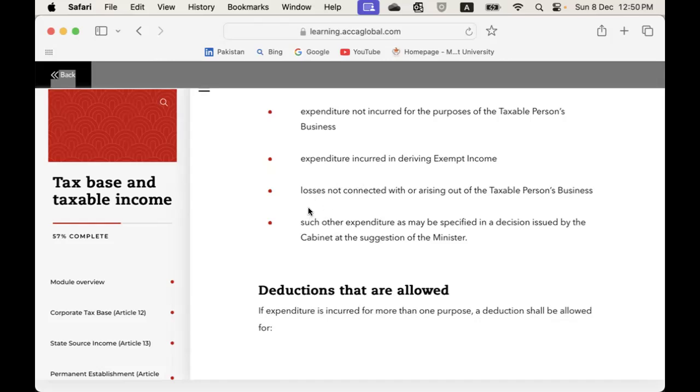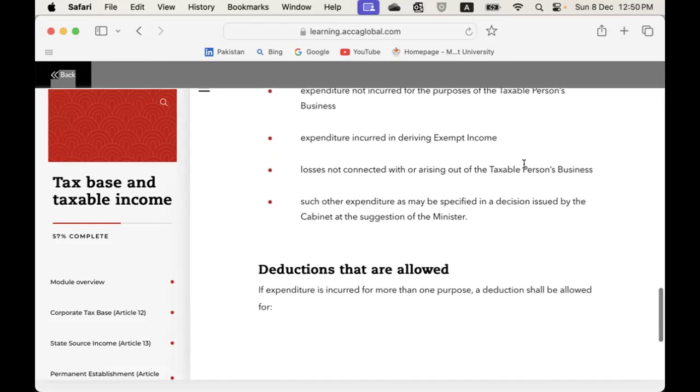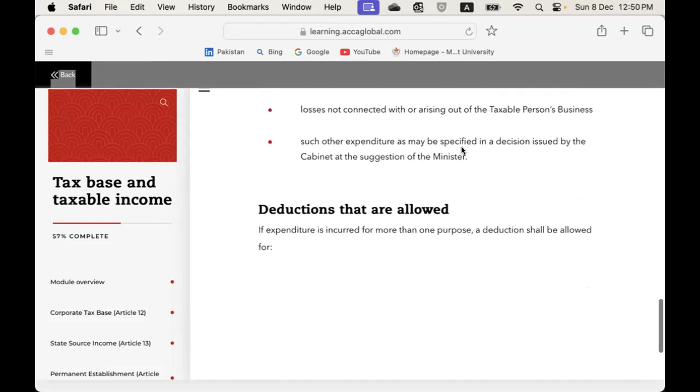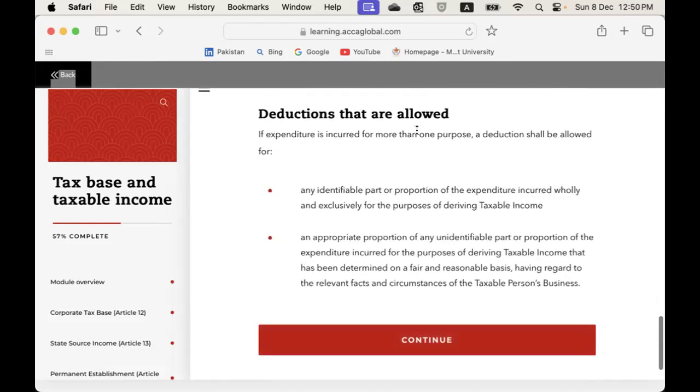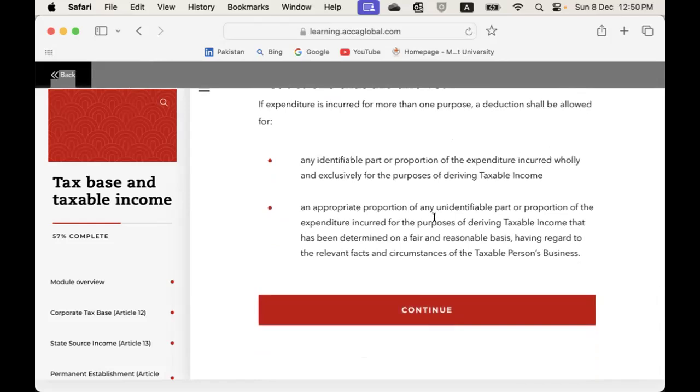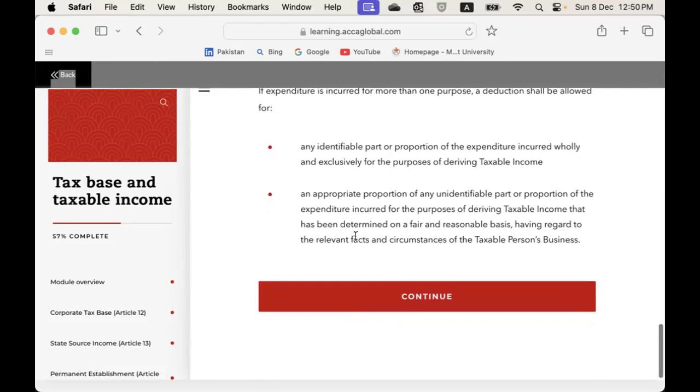So anyway, going forward, losses not connected with or arising out of the taxable person's business will also be adjusted and removed. Such other expenditure as may be specified. Deductions that are allowed: if expenditure is incurred for more than one purpose, deduction shall be allowed for the identifiable part or proportion of the expenditure incurred wholly and exclusively for business. An appropriate proportion of any unidentifiable part or proportion of the expenditure incurred for the purposes of deriving taxable income shall be determined on a fair and reasonable basis. So basically, reasonable basis and proportion.